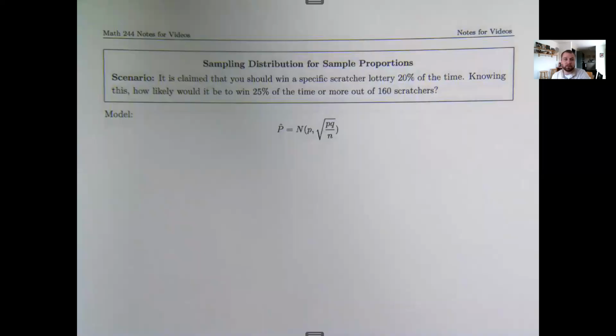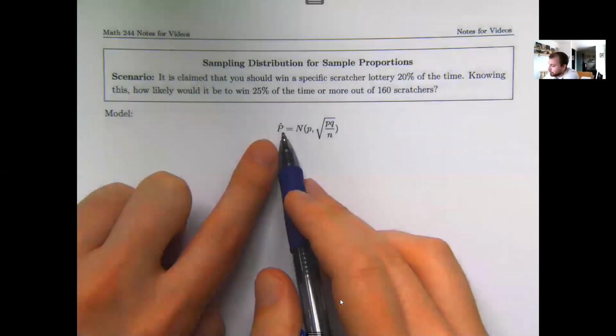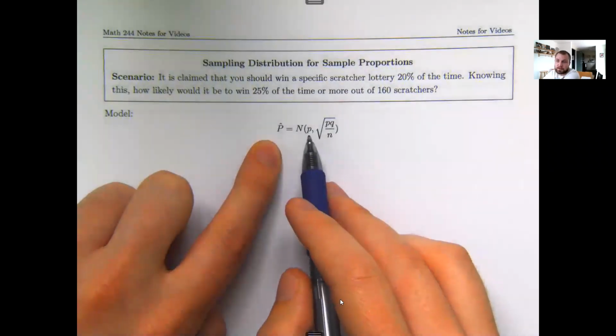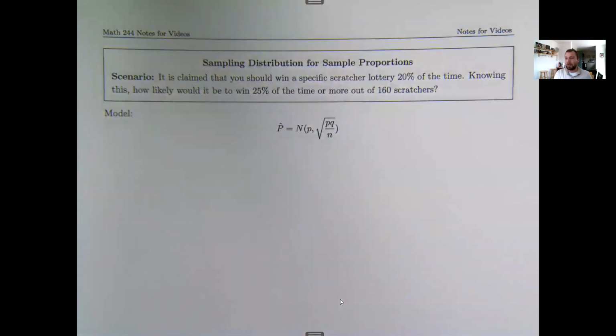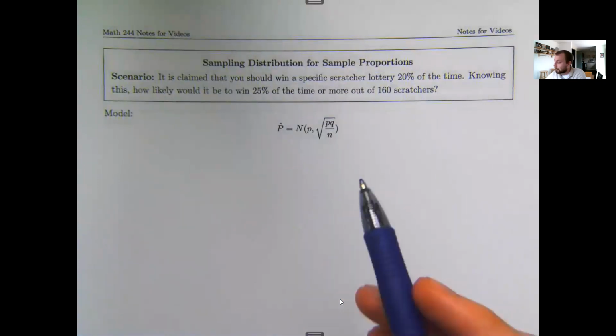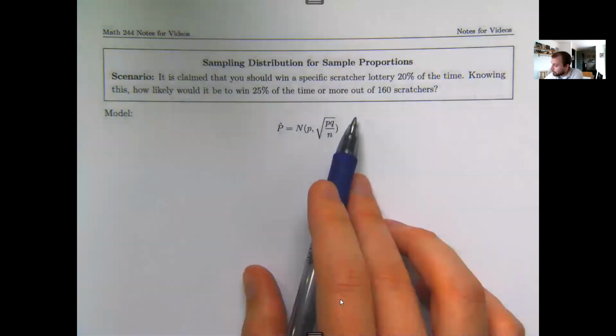Let's look at using the sampling distribution for sample proportions. This model says that my sample success rates should be close to my population success rates. In other words, if I were to flip a coin enough times, I should be able to estimate the true probability of getting heads, say, within a certain level of accuracy.